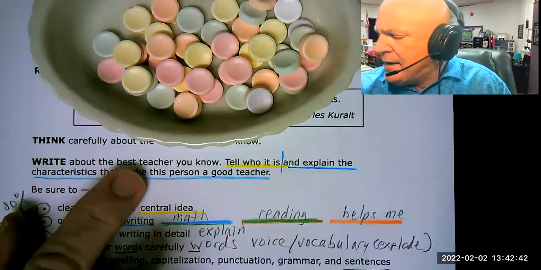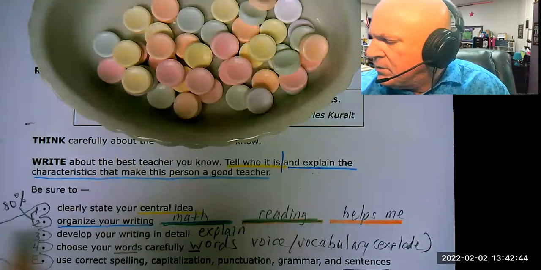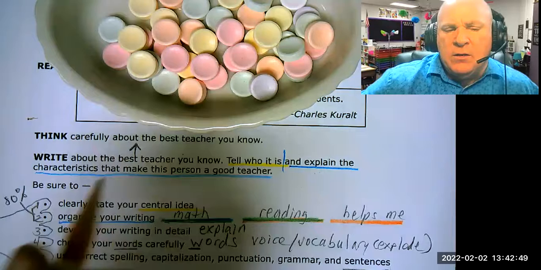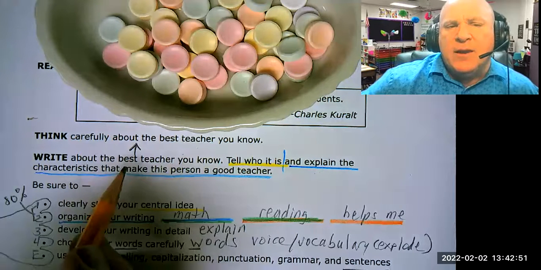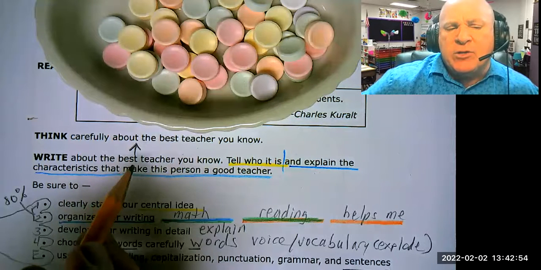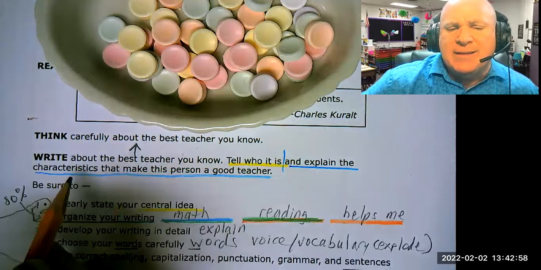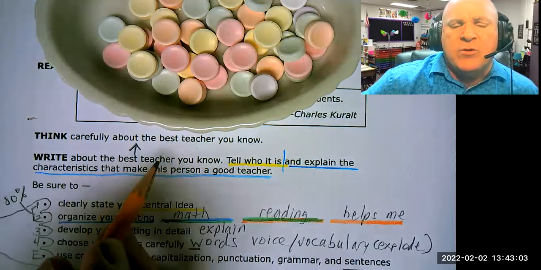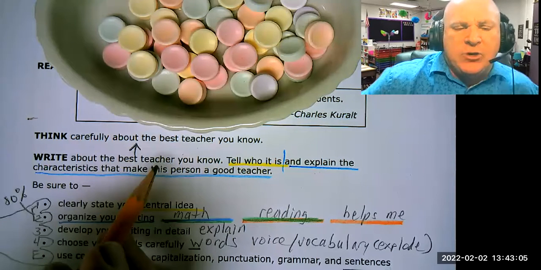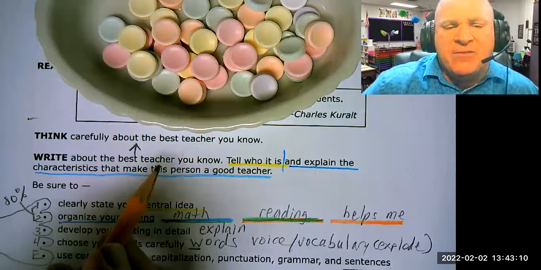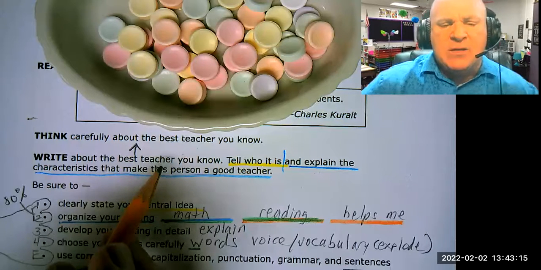And so right away, because of that word best, opinion, we've got to start thinking about positive characteristics, traits, personalities about a teacher. It did not say it had to be a teacher from school. It could have been a teacher from church. It could have been a teacher from life. It did not matter. Someone who explains how to do something.